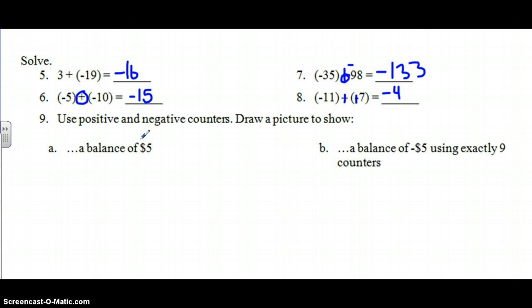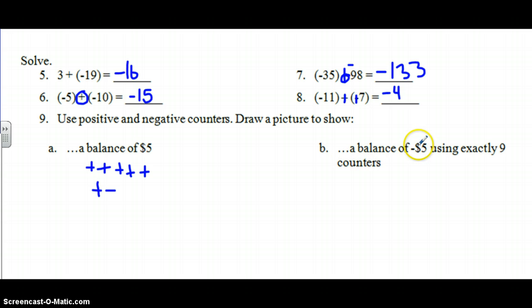Down here we're using pictures to create a balance. I want a balance of $5. Because I want a balance of $5, I'm going to start by creating 5 positives. Now on this problem I could just leave it that way because that is a balance of 5 positives. Or, if I wanted to add more counters, for every positive I add, I have to add a negative, or vice versa, because a positive and a negative total 0. So I could do that and leave it. I still have a balance of 5 because I've only added 0 to the problem. A negative plus a positive equals nothing.